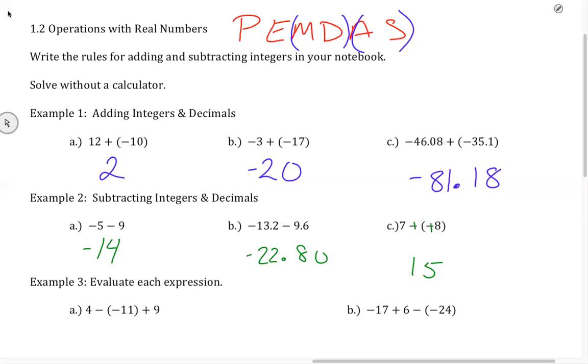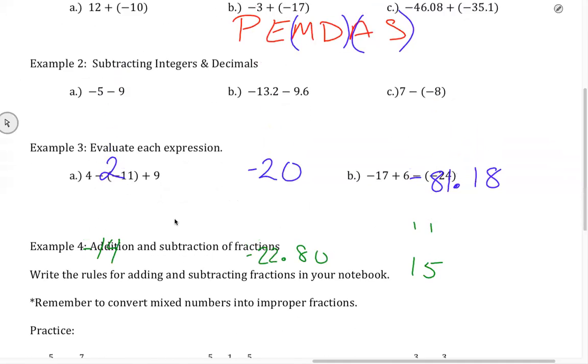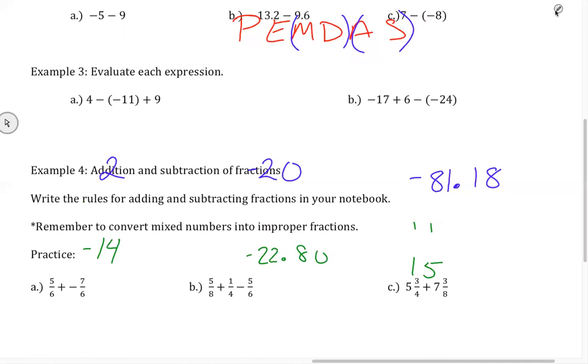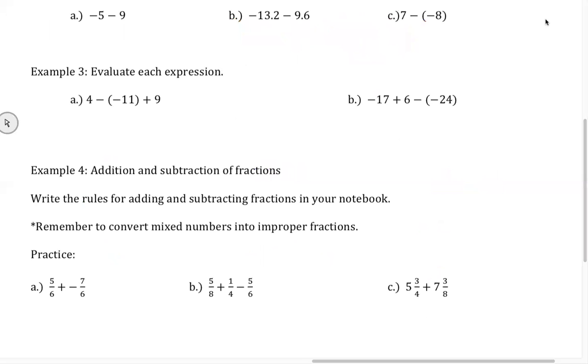All right, let's go to example 3. And example 3 is a lot like what we just did, just a little bit longer. So in example 3, okay, we have 4 minus negative 11 plus 9. So I see these 2 negatives here, so I'm going to change it to 2 positives. 4 plus 11 plus 9, well, that's going to be 24. Anybody think they have B? Anybody want to participate? Is B 13? It is 13.